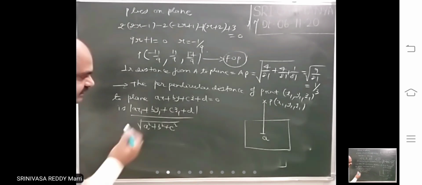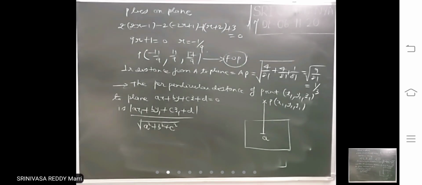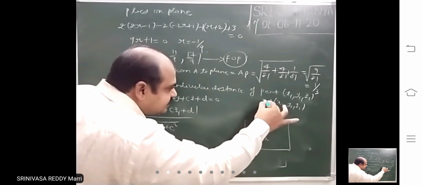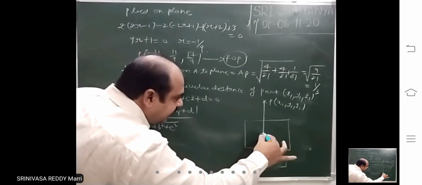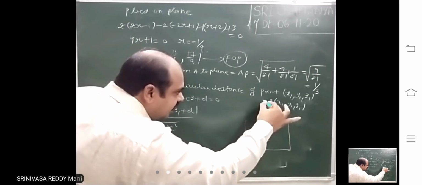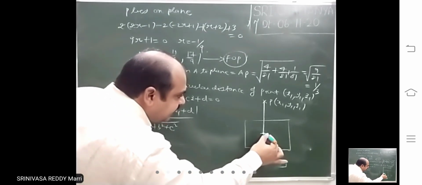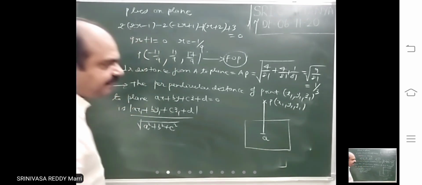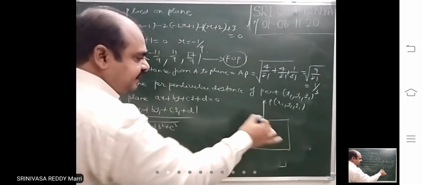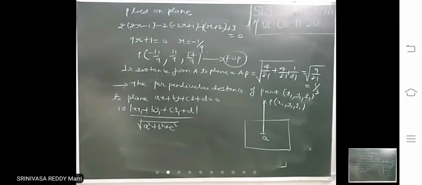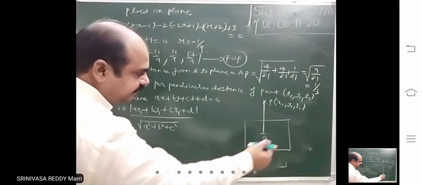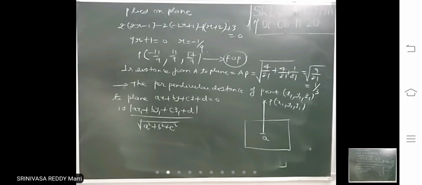Just as in straight lines, only there the z coordinate will not be there. Look at this distance, it is measured perpendicular to the plane. This distance is perpendicular to the plane. PQ distance is perpendicular to the plane because this PQ line is perpendicular to the plane. So this distance is measured in the direction perpendicular to the plane, along the normal.